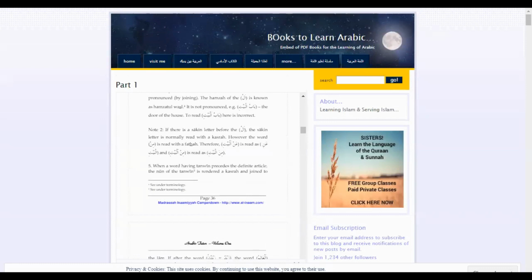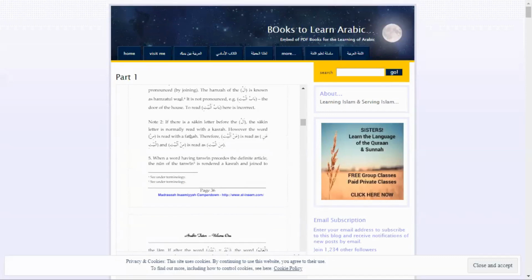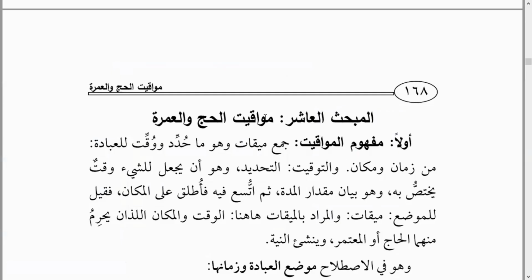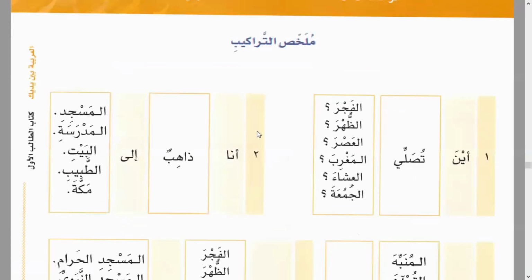So that's how we learn the language, inshallah. But this is too early a stage for you guys. You should focus on these books first. And it takes time. It takes 2 years basically to learn any language.